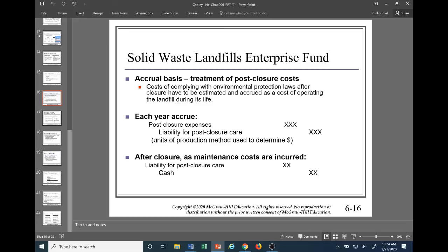Units of production method, not bad. Cost over the total units times what you consume. And that's how we actually get that monetary value. Not bad, right? After closure, as maintenance costs are incurred, obviously we're just going to debit that liability and credit cash. Same thing, the journal entries are easy. Cash is going out and the liability is being reduced, so we debit the liability and credit cash because it's going out, right?